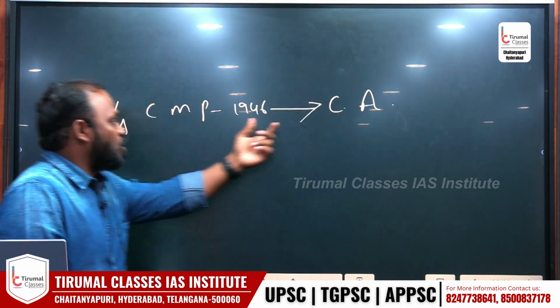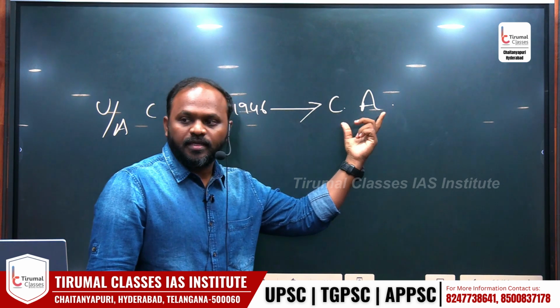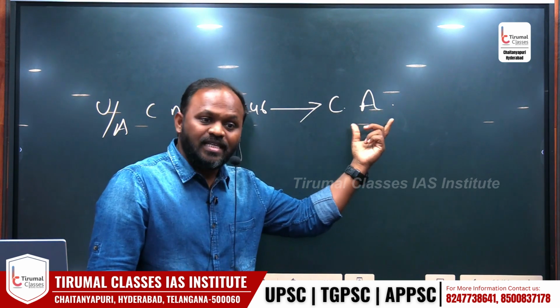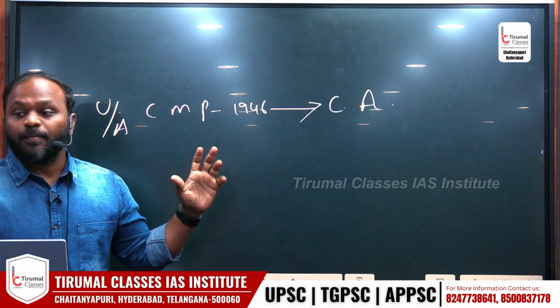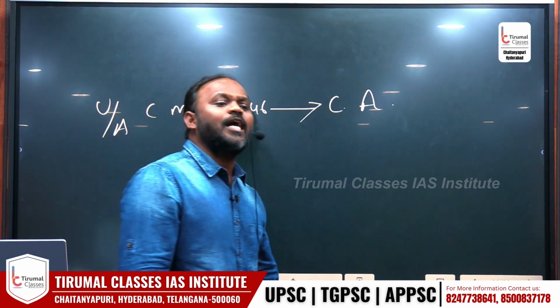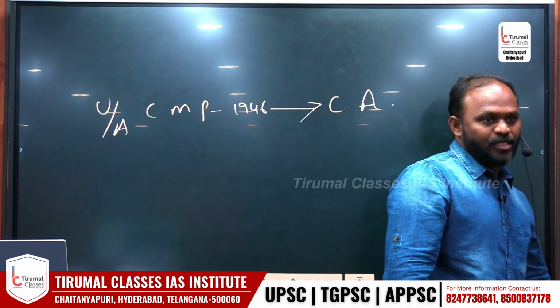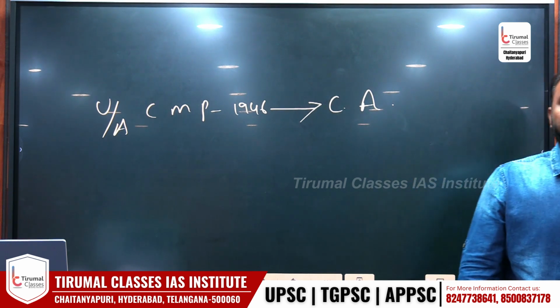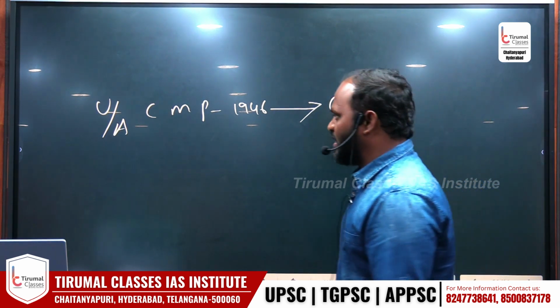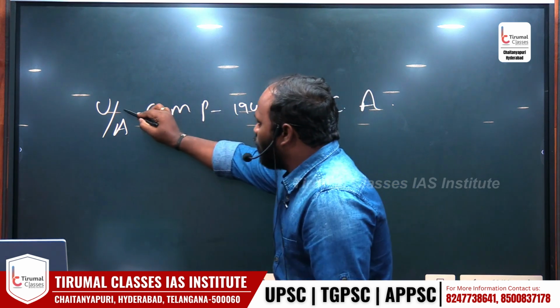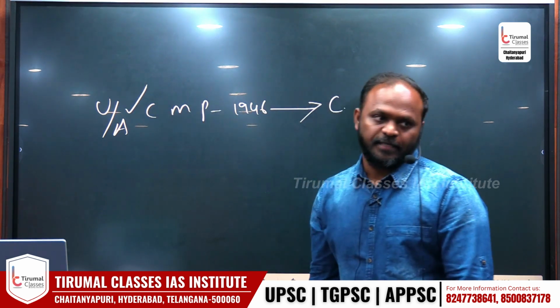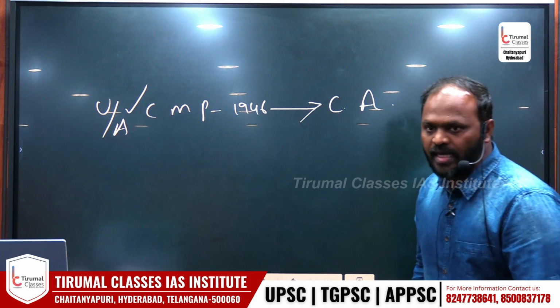So remember, Constituent Assembly was created in which year? 1946. Under which plan? Cabinet Mission Plan. Members in Cabinet Mission Plan? 3 members: Lawrence, Cripps and A.V. Alexander. This point is important for UPSC prelims.